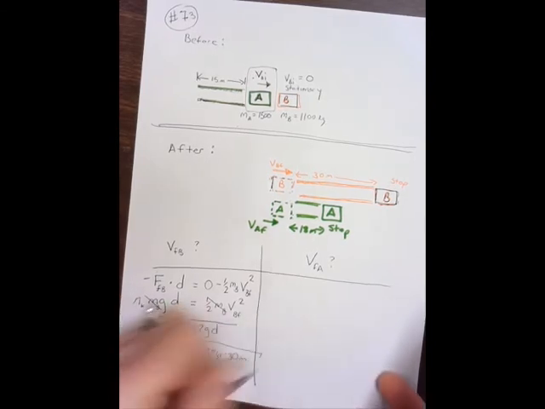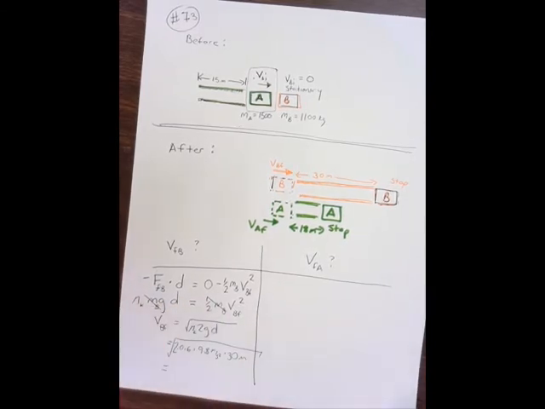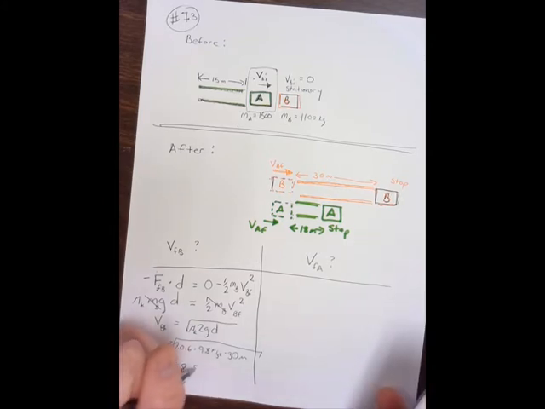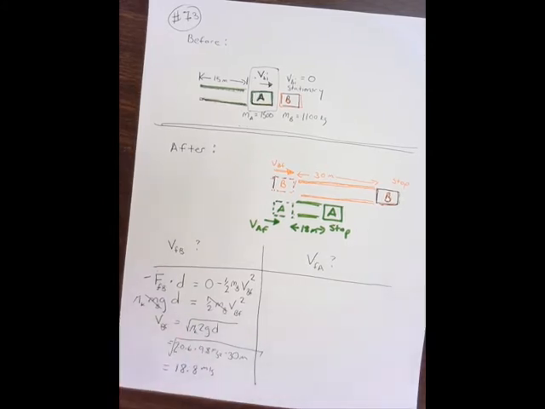So 2 times 0.6 times 9.8 times 30, and I'm taking the square root to find a speed of 18.8 meters per second for car B just after the collision.